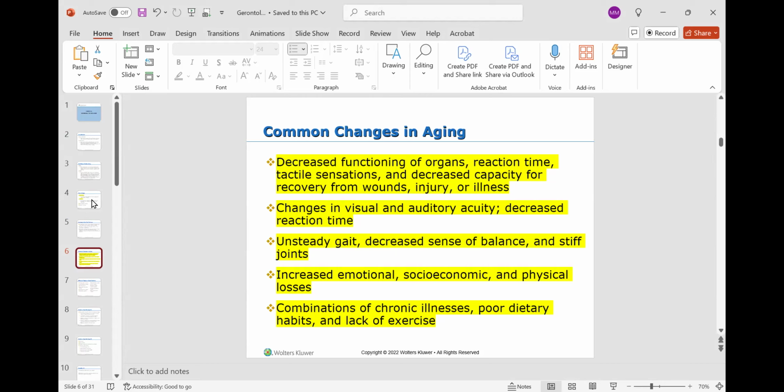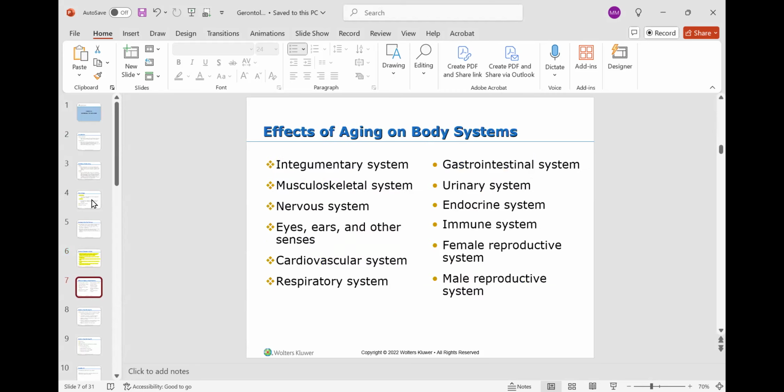And then chronic illnesses. A lot of folks my age have congestive heart failure, hypertension, whatever. Hard to cope with chronic illnesses. Poor dietary habits. You are what you eat. And lack of exercise. Sitting is the new smoking. I can't say that enough. You have to move. Okay.